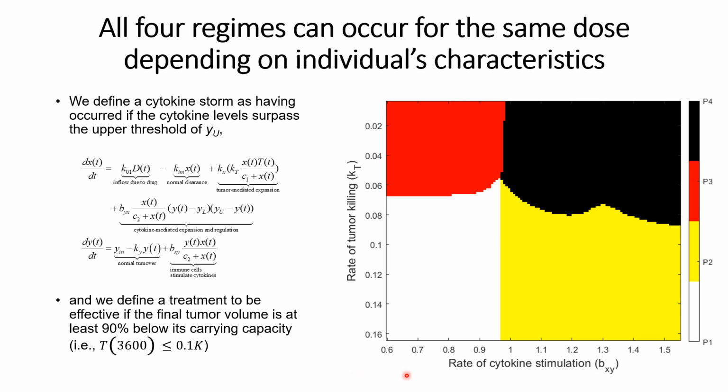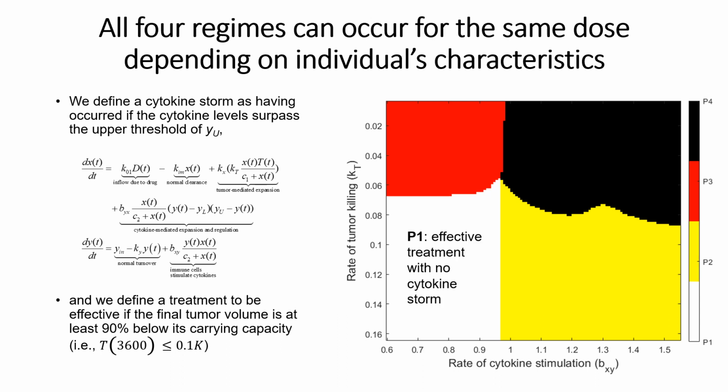Okay, let's look at what we have here. On the x-axis, we have the rate of cytokine stimulation, BXY, so immune cells stimulating cytokines, how much that happens. And on the y-axis, we have the rate of tumor cell killing, so how effective, once these immune cells are there, they are at eliminating the tumor. These are sensitive parameters, and intuitively, if you think about it, what are the things that matter? Well, how much these things ping pong off each other, and also how effective these immune cells that you now introduced into your system are at actually killing your tumor.